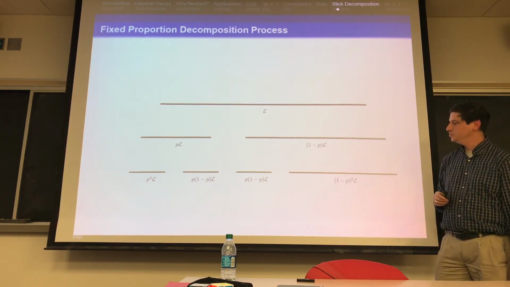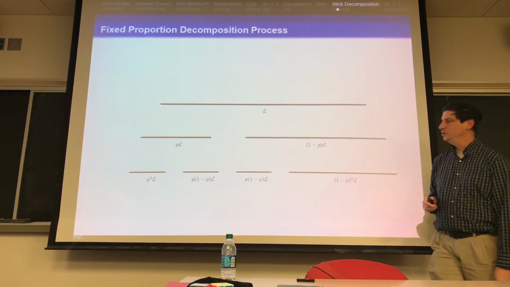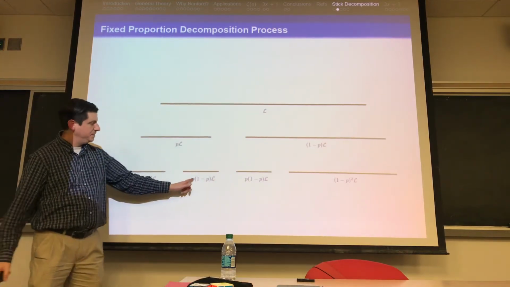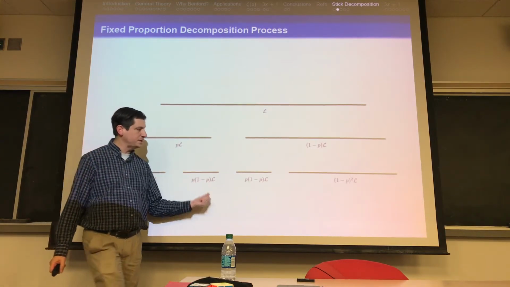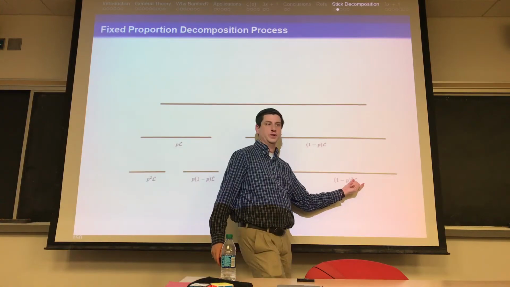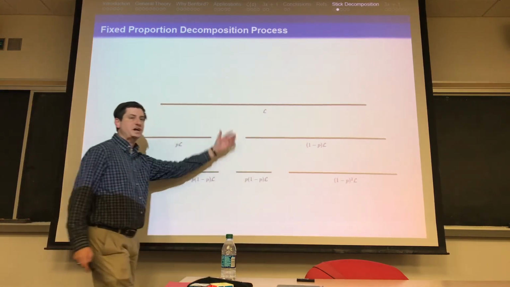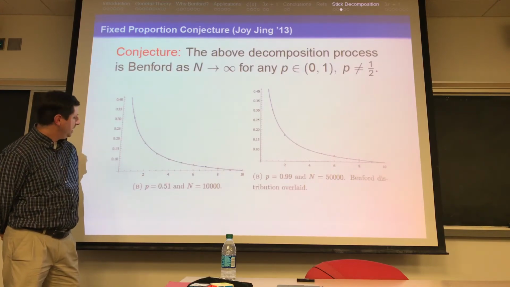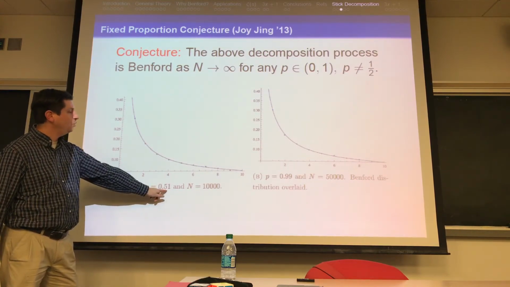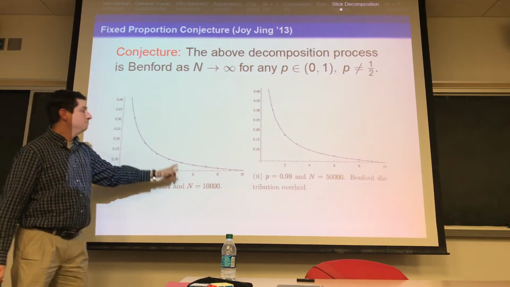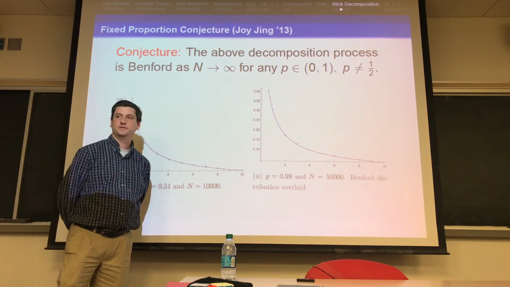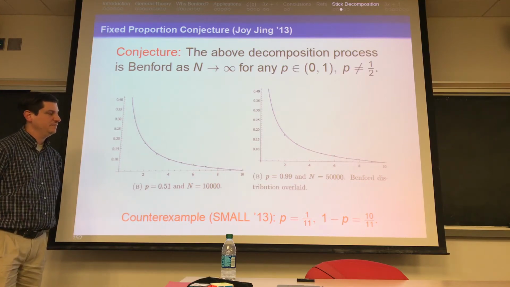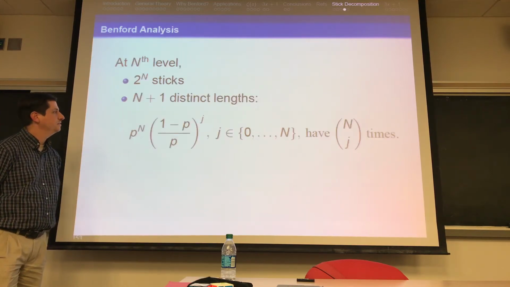And you can see here's what's going on at step 2. As long as p is not a half, we'll have something of length p squared, two things of length p(1 minus p), and one thing of length (1 minus p) squared. And the further down you go, the more possibilities you have. Here I took p equals 0.51, and you can see a really good fit with Benford. However, if you take p equals 1/11th, it's a very bad fit.